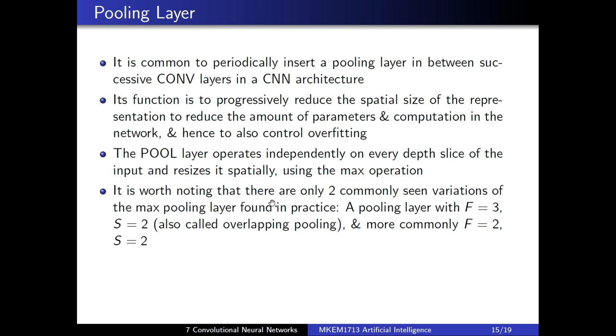It is worth noting that there are only 2 commonly seen variations of the max pooling layer found in practice: a pooling layer with f equals 3 and s equals 2 is also called overlapping pooling, and more commonly f equals 2 and s equals 2. Note that in the pooling layer we don't have the depth hyperparameter, because it will treat each slice independently.